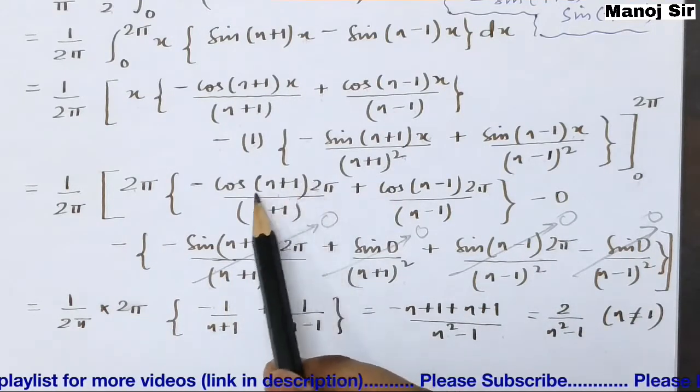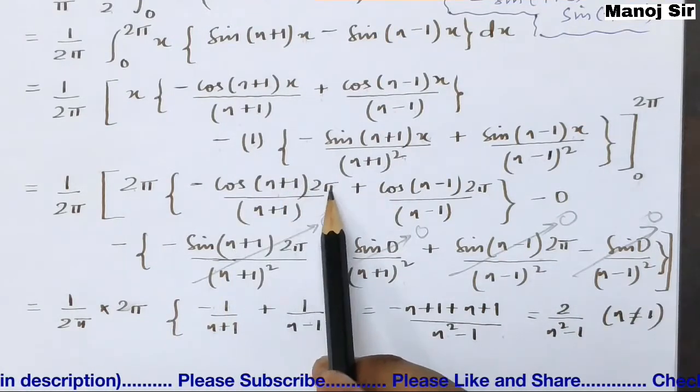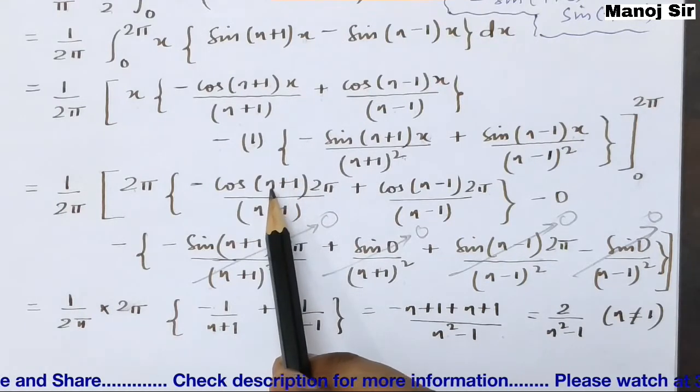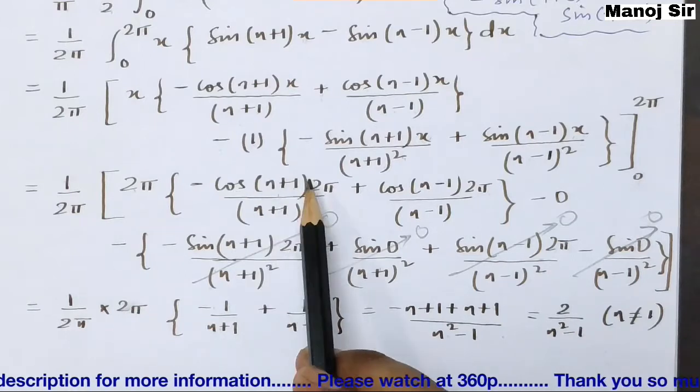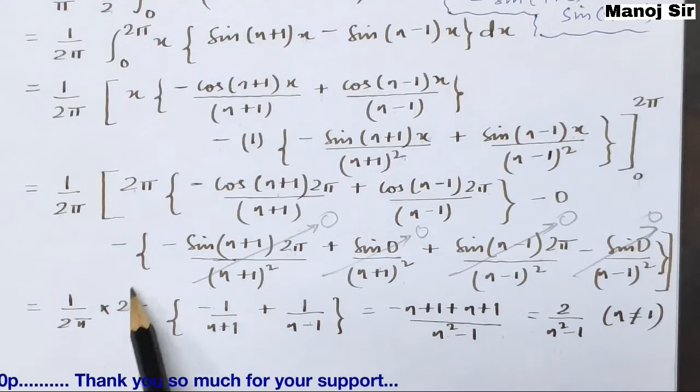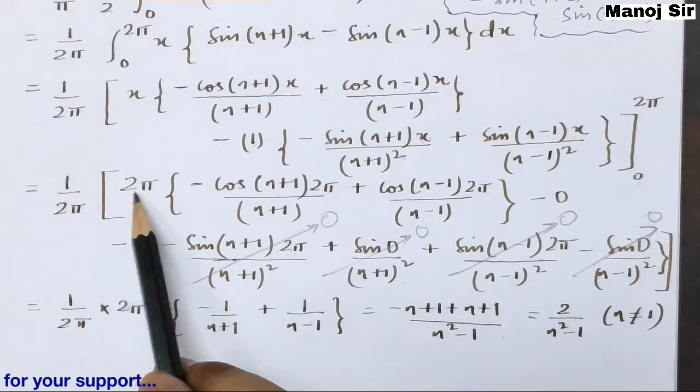So this is going to be 1. Cos of (n plus 1) into 2 pi, if you put n equals 2, 3, 4, 5, any natural number apart from 1, you will get this value as 1. So here we have 1 upon 2 pi into 2 pi.